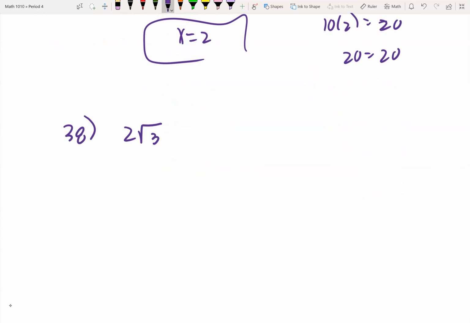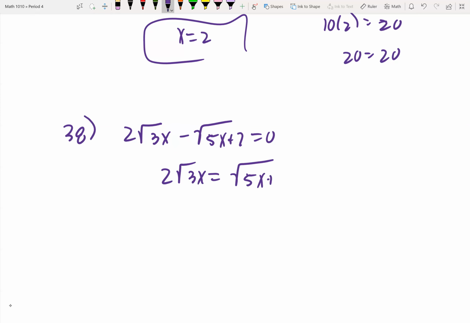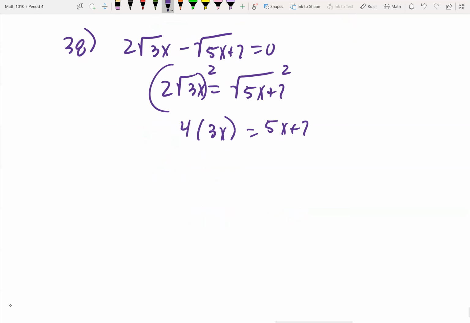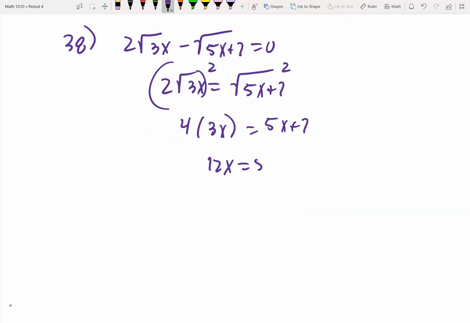Okay, so if you have two square roots in one problem, split those things apart. So 2 square root of 3x is equal to the square root of 5x plus 7. Now I'm going to square both sides. You have to be careful because the 2 has to be squared. So that's a 4. The square root of 3x squared is 3x. That squared is just 5x plus 7. Now I just solve it. So that gives me 12x equals 5x plus 7. Pull the 5x over, I get 7x equals 7. Divide and I get x equals 1.